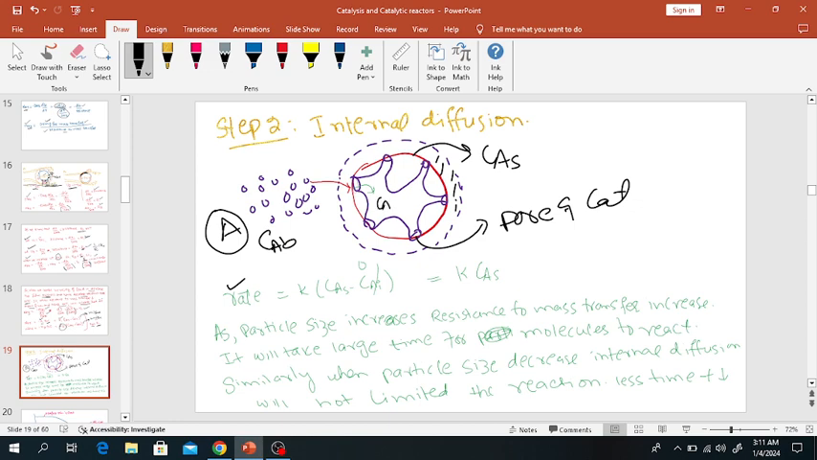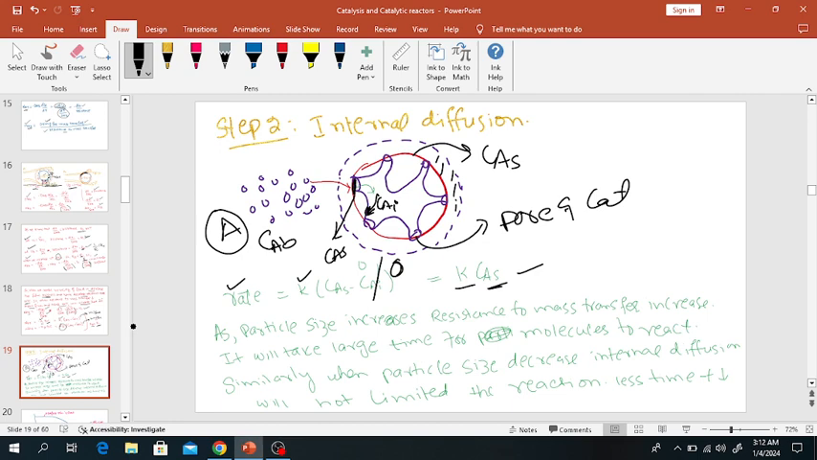So here the concentration of A will be CAI, and the concentration of A at the surface of the catalyst will be CAS. So the rate will be equal to K, the mass transfer coefficient, times CAS minus CAI. But in many cases the concentration of A inside the pore is very small, because A is converting into B on this surface. So in most cases it is very small, and we will neglect it. So the rate will be equal to K times CAS.